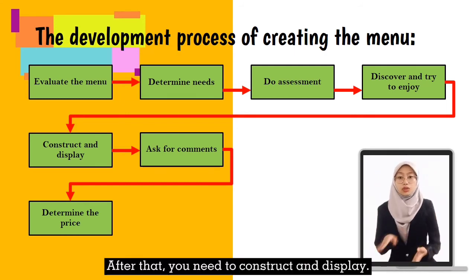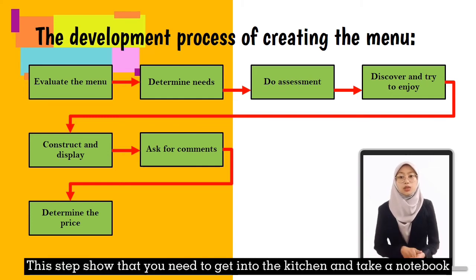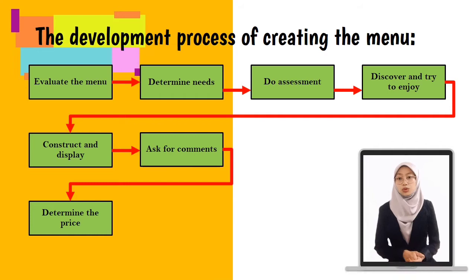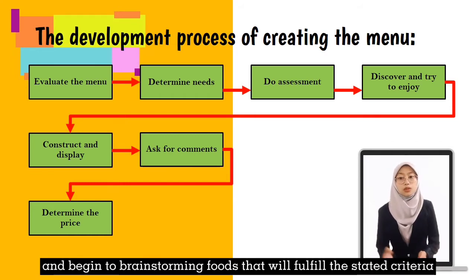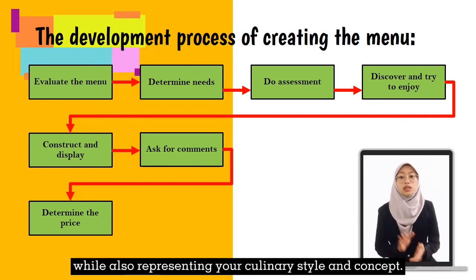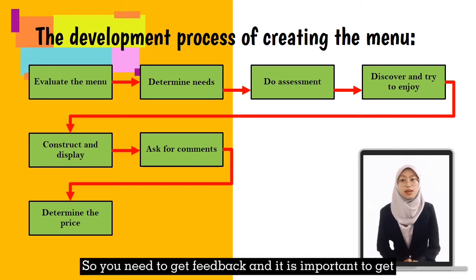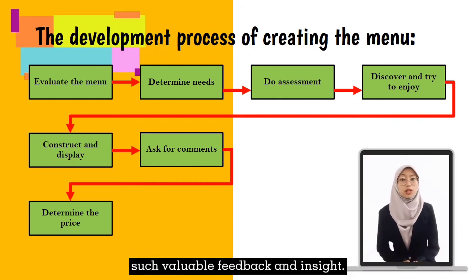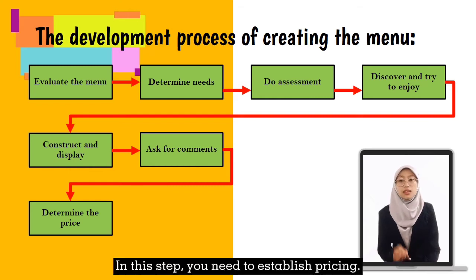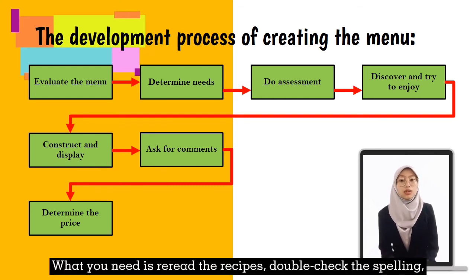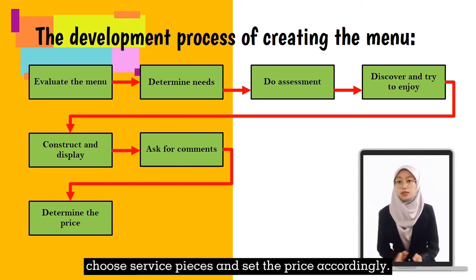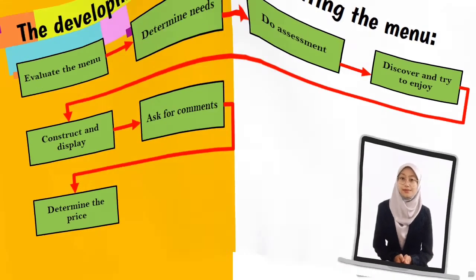After that, you need to construct and display. This step shows that you need to get into the kitchen, take a notebook and begin brainstorming foods that will fulfill the stated criteria while also presenting your culinary style and concept. The next step is ask for comments. You need to get feedback, and it is important to get such valuable feedback and insight. And the last step is determine the price. In this step, you need to establish pricing. You need to reread the recipe, double check the spelling, choose service pieces, and set the price accordingly.